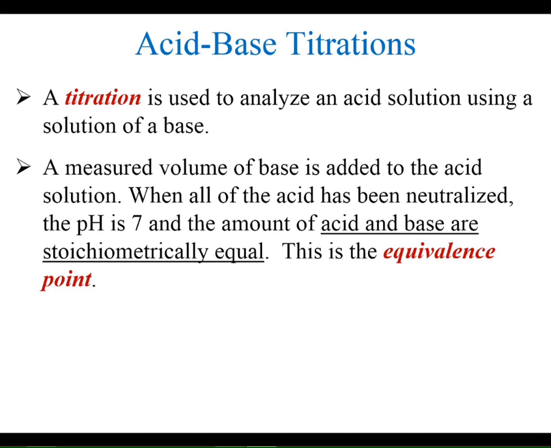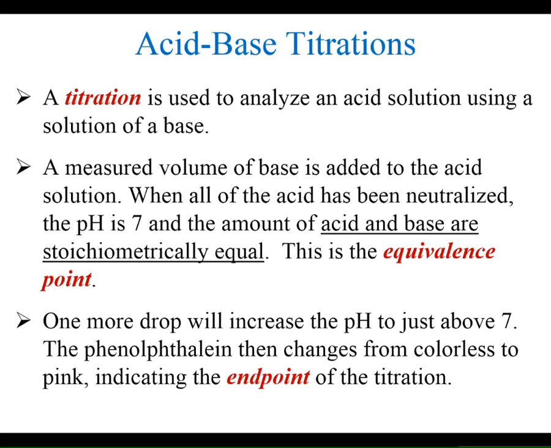Now the way that I can tell when that's happened is I add something called an indicator. We're going to use some of these today in lab. An indicator is something that will change color depending on the pH. The one we typically use is a big crazy name, called phenolphthalein. Phenolphthalein. And that is an indicator that will change color right when you get to pH 7. Actually, when you go 1 drop past, but basically we're at pH 7.